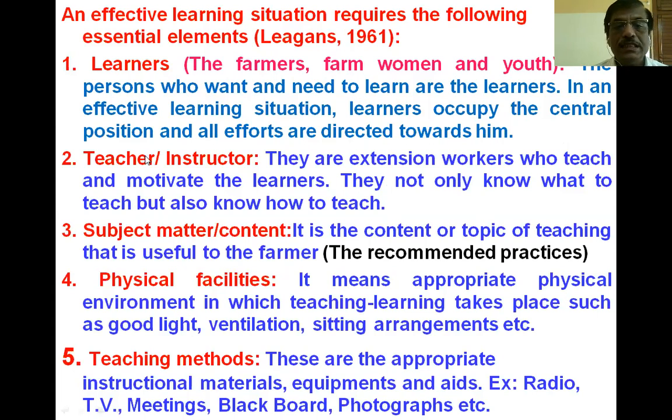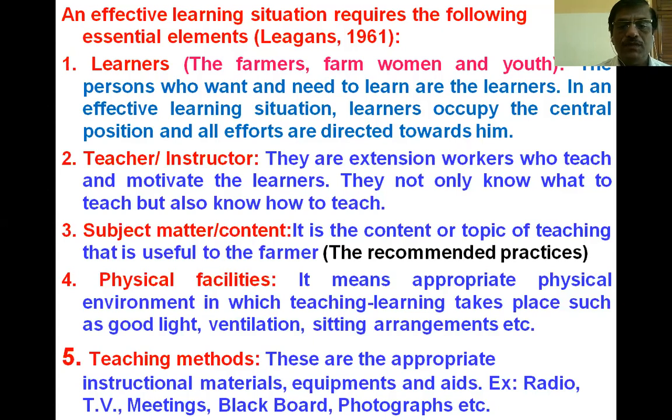Then the second element is teacher or instructors. They are nothing but extension workers. In case of extension, teachers are extension workers who teach and motivate the learners. They must know not only what to teach, but also how to teach. Whenever the extension worker is educating the farmers, he should know what to teach the farmers and how he should teach them. That is more important. Then only he can effectively teach.